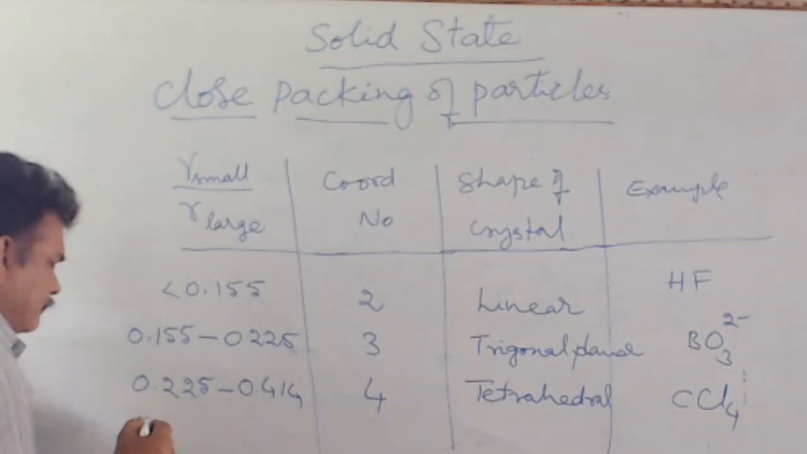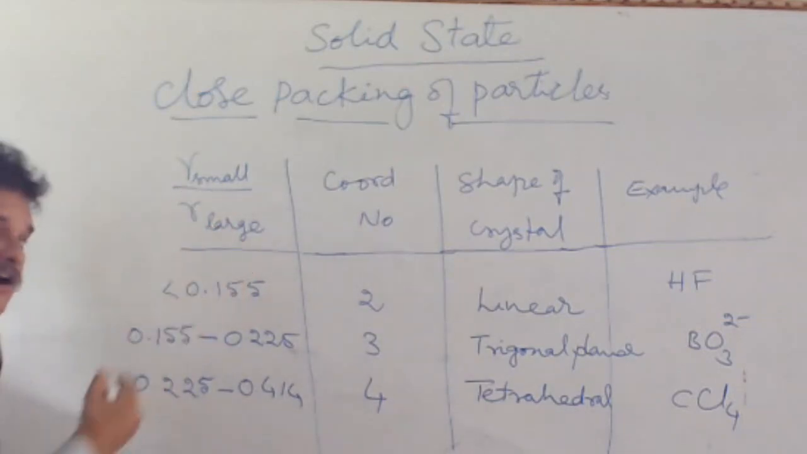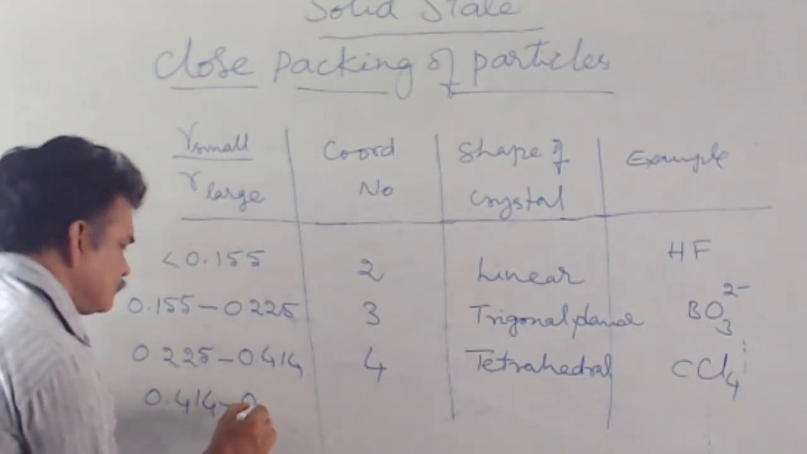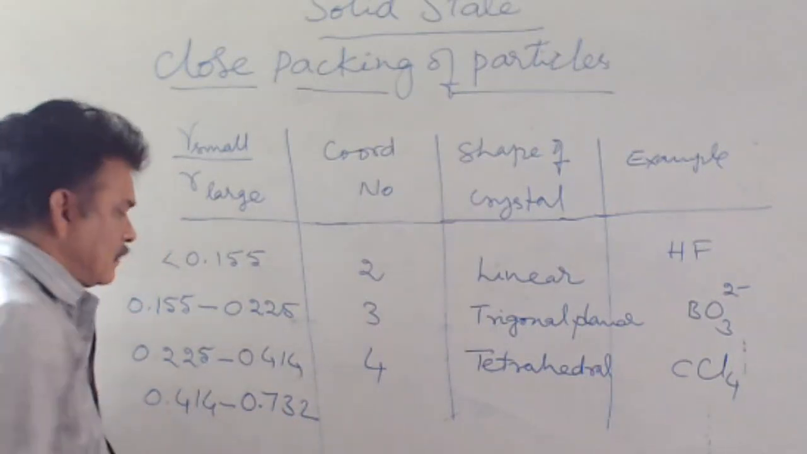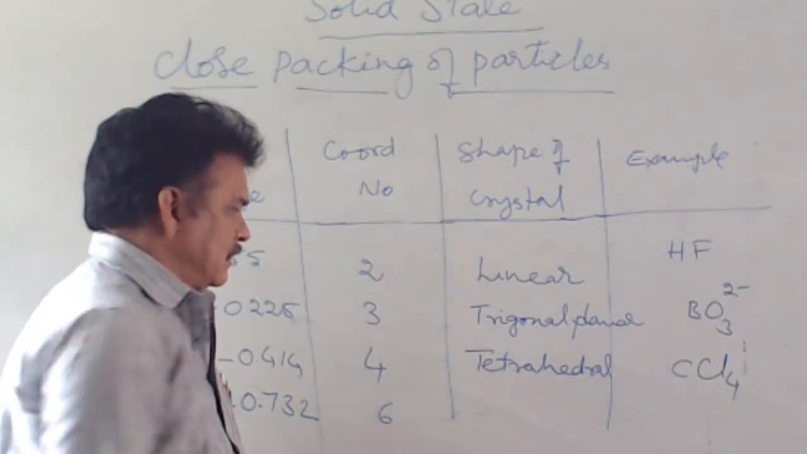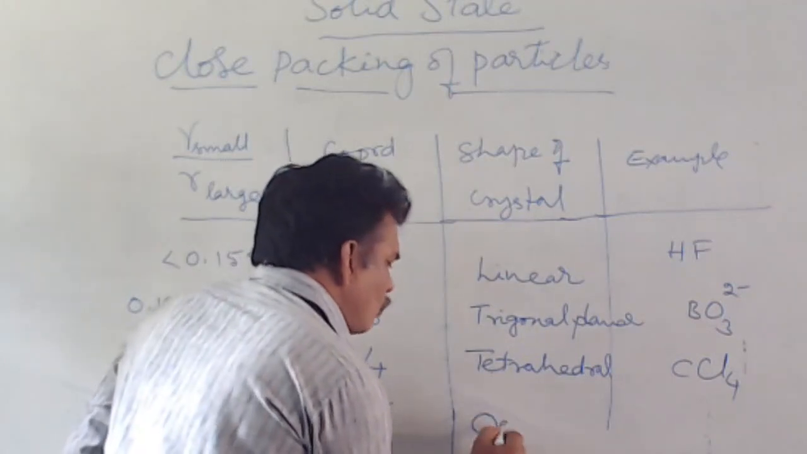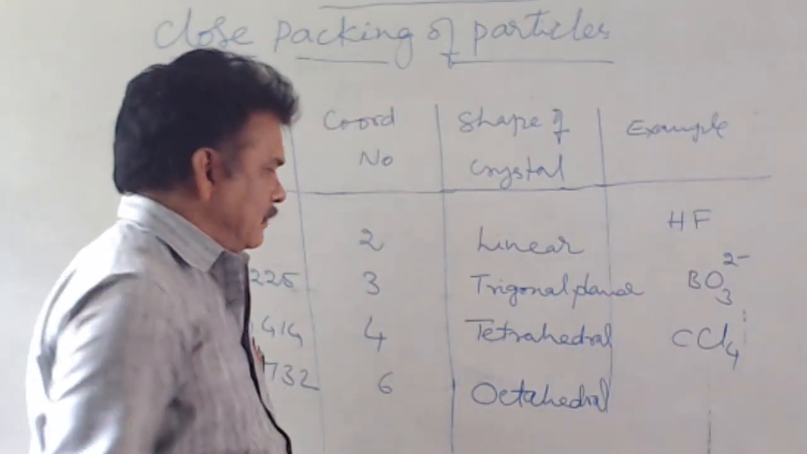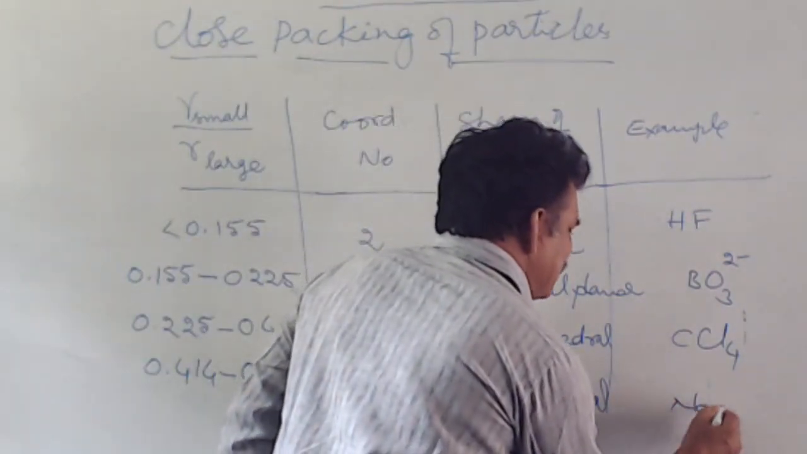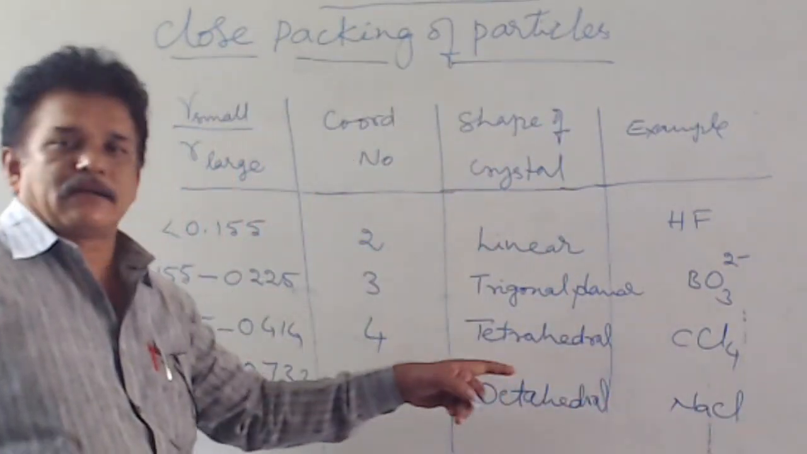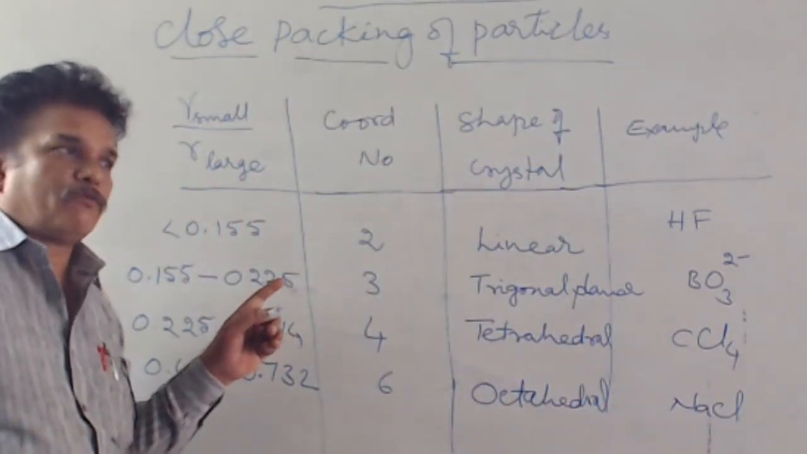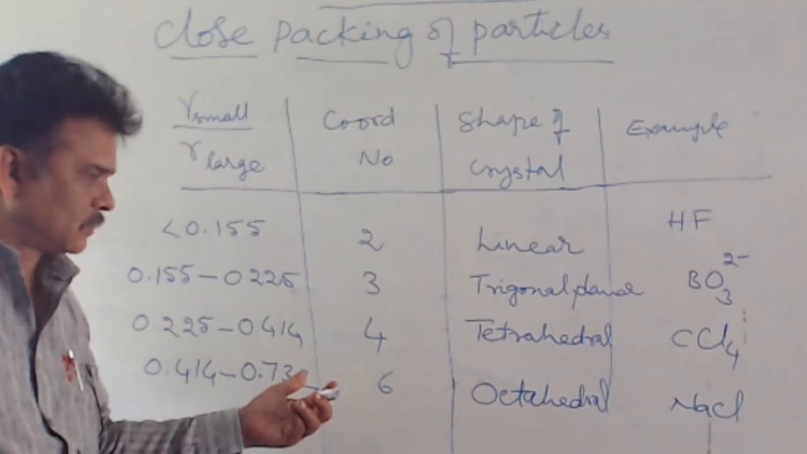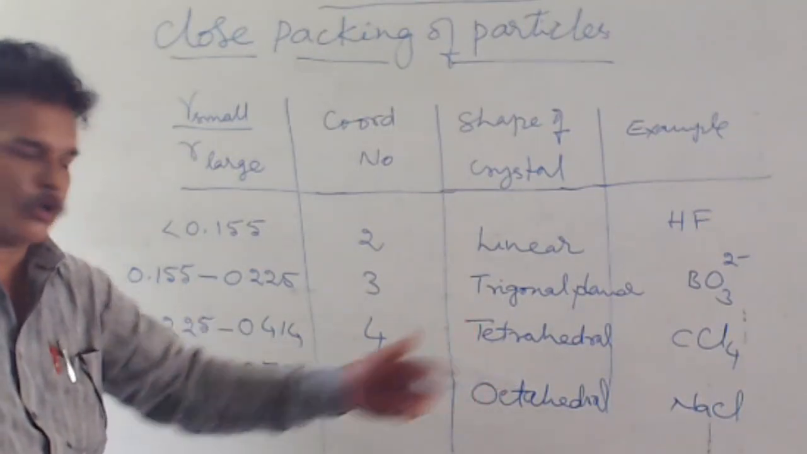If the radius ratio, that is R small by R large, is in between 0.414 and 0.732, then the coordination number is 6. If the coordination number is 6, the shape will be octahedral or FCC. If we take an example, NaCl. For NaCl, the radius ratio is 0.523, which lies between 0.414 and 0.732. So it is a face-centered cubic structure.